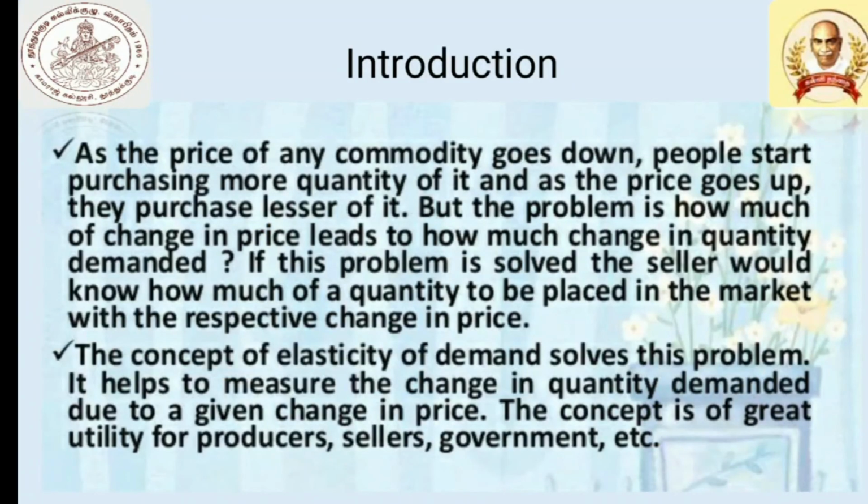Introduction. As the price of any commodity goes down, people start purchasing more quantity of it, and as the price goes up, they purchase less of it. But the problem is how much change in price leads to how much change in quantity demanded. If this problem is solved, the seller would know how much quantity to place in the market with the respective change in price. The concept of elasticity of demand solves this problem.